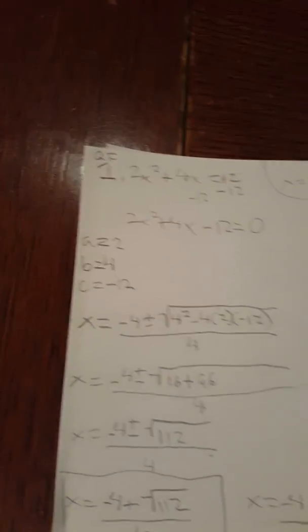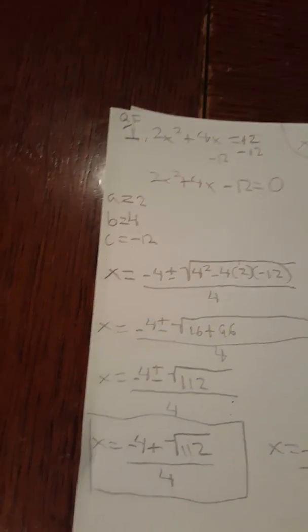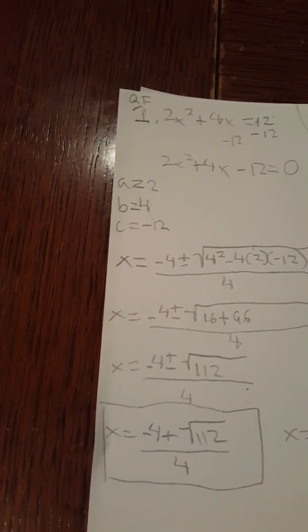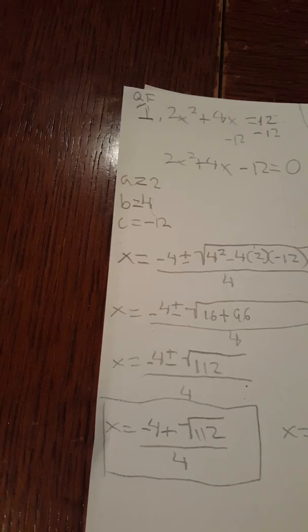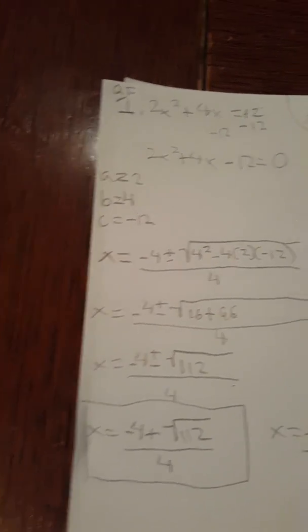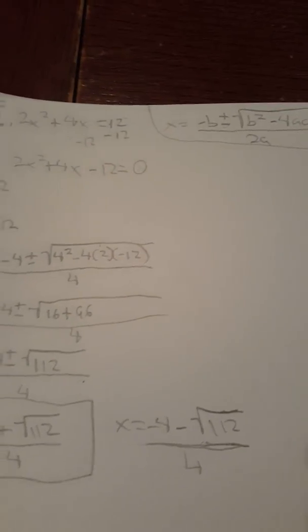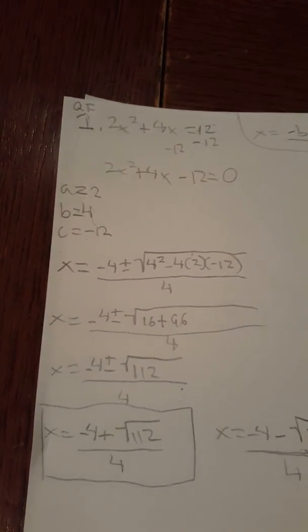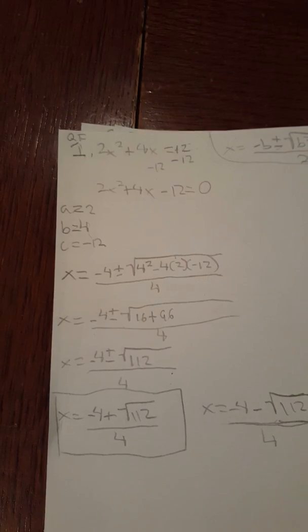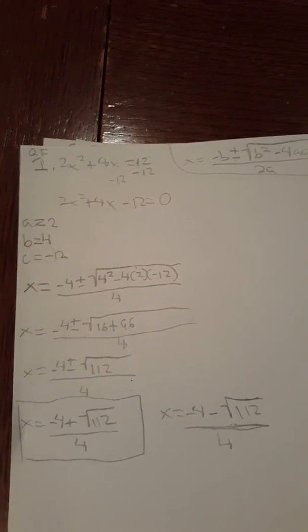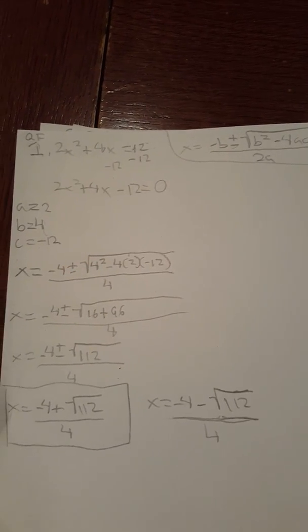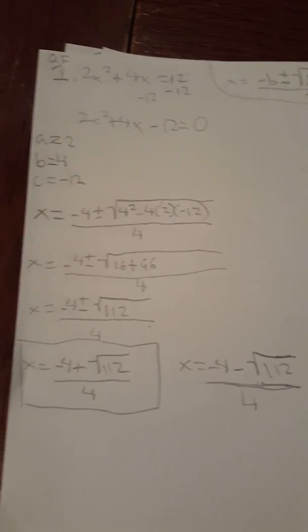So now I got the answers, which are x equals negative 4 plus the square root of 112 over 4, because 112 isn't a square, and x equals negative 4 minus the square root of 112 over 4. So that's the first problem. I chose to do the quadratic formula on that one because it didn't seem that hard. There weren't many big numbers, and you get an easy answer like this.